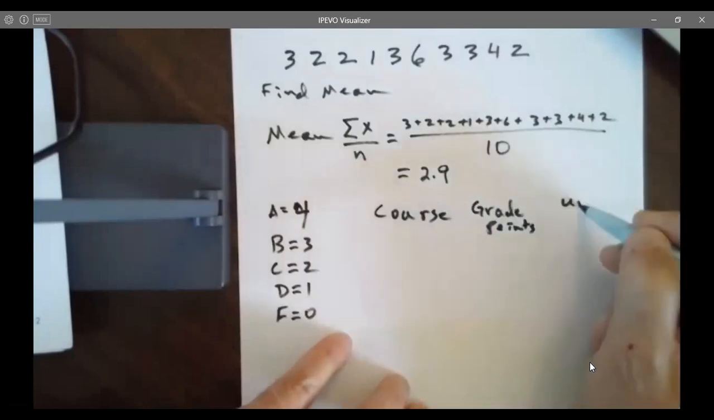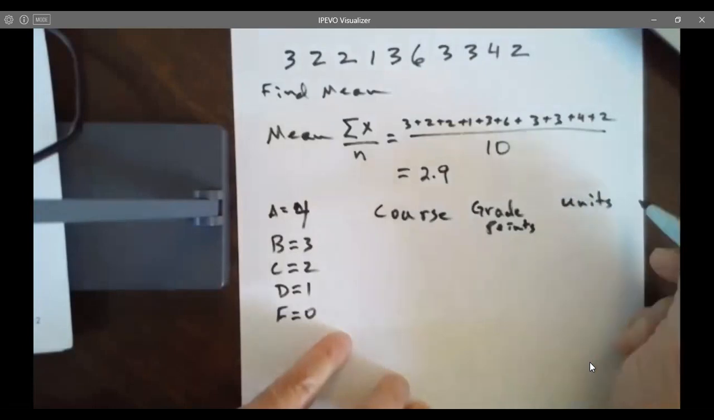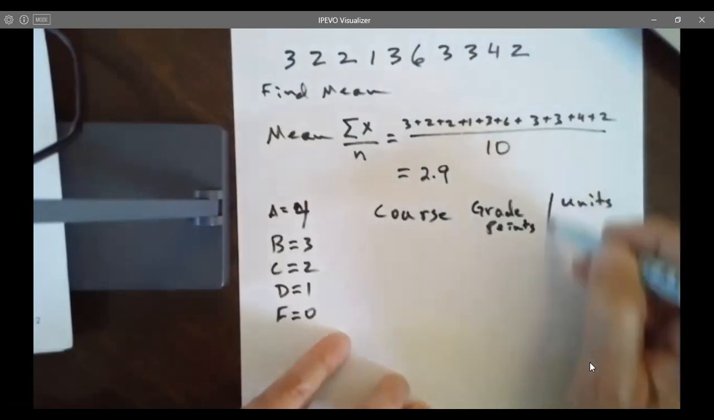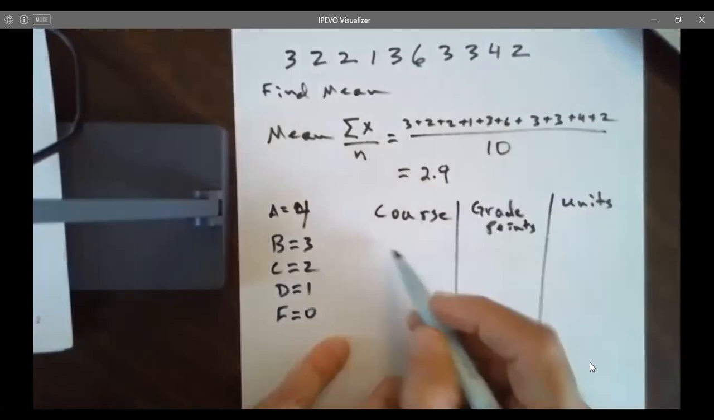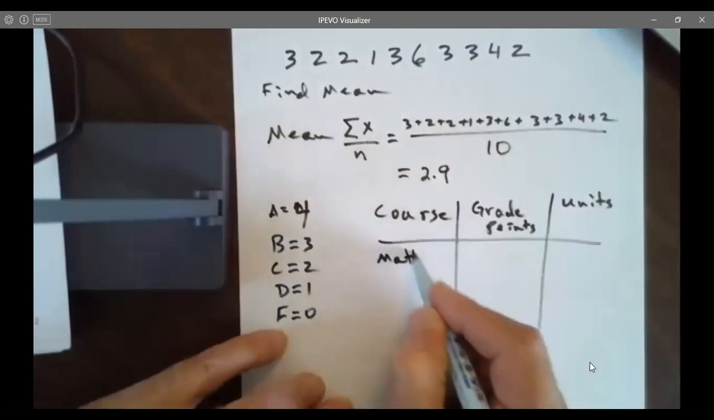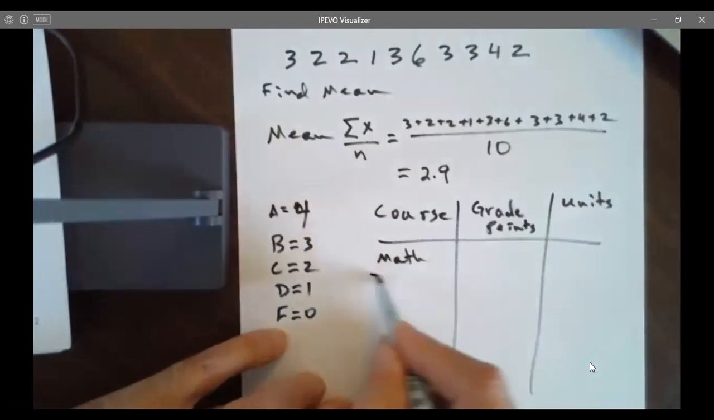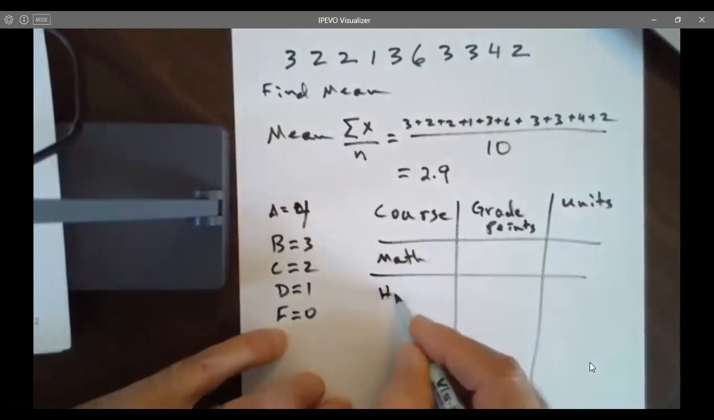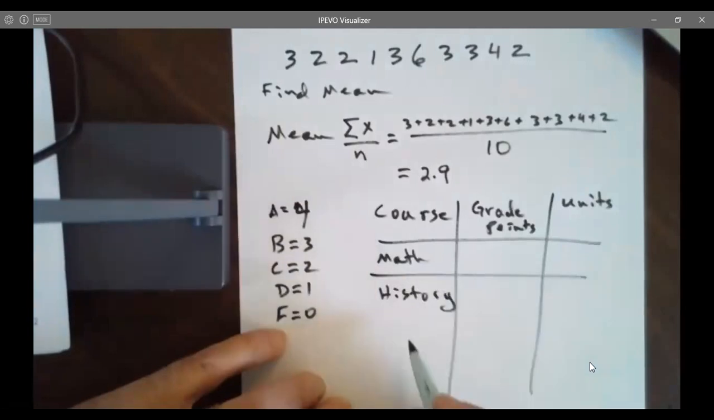Oh, all right. Units. So we have math. Let's say the student has taken a math class, a history class, a health class, and an art class.